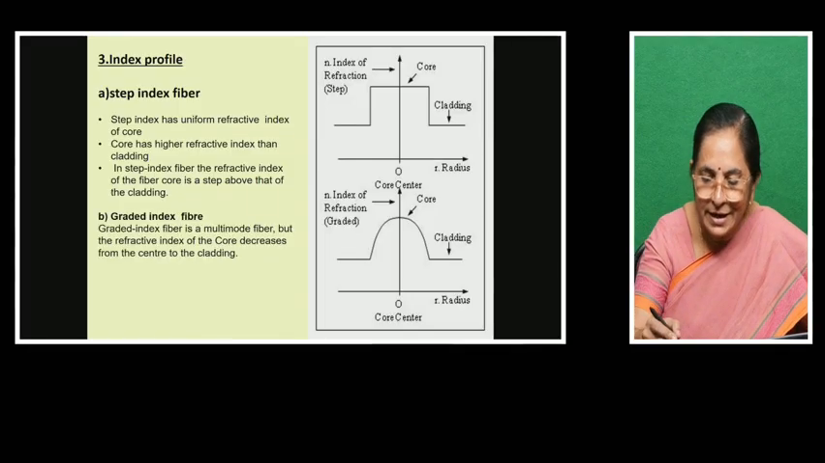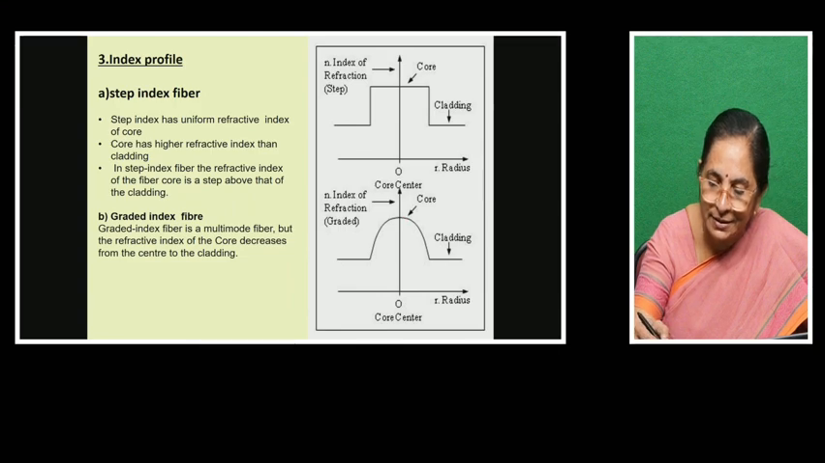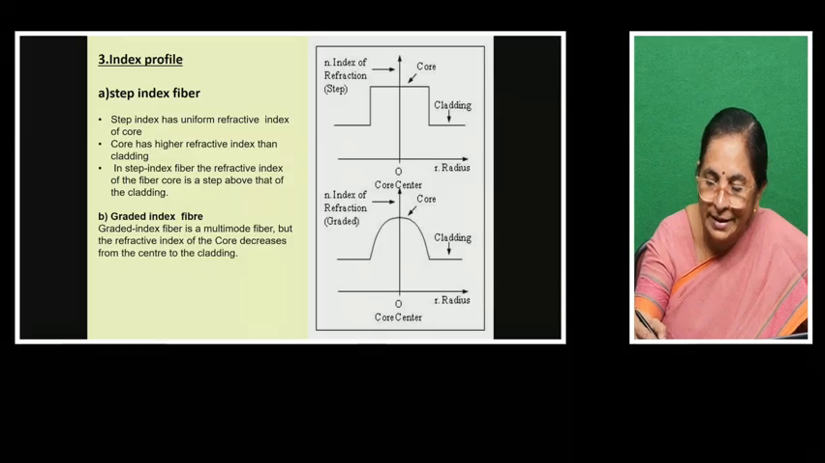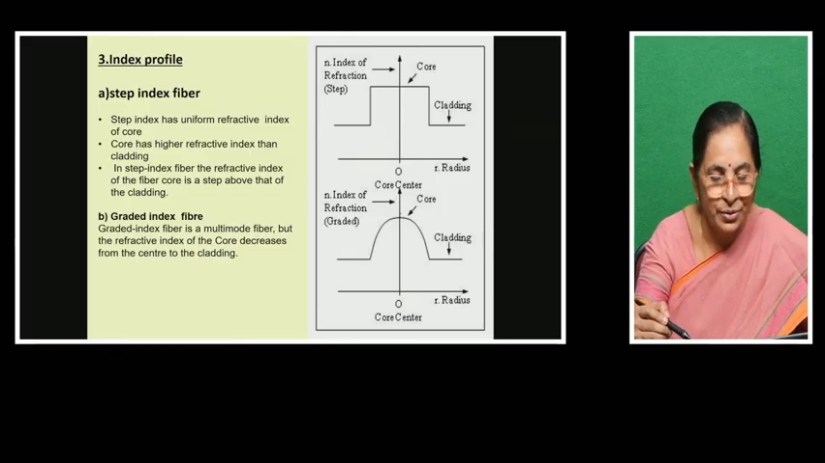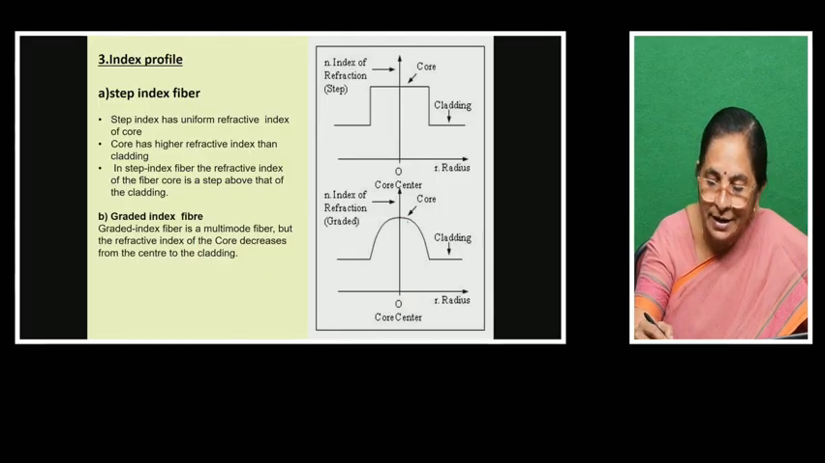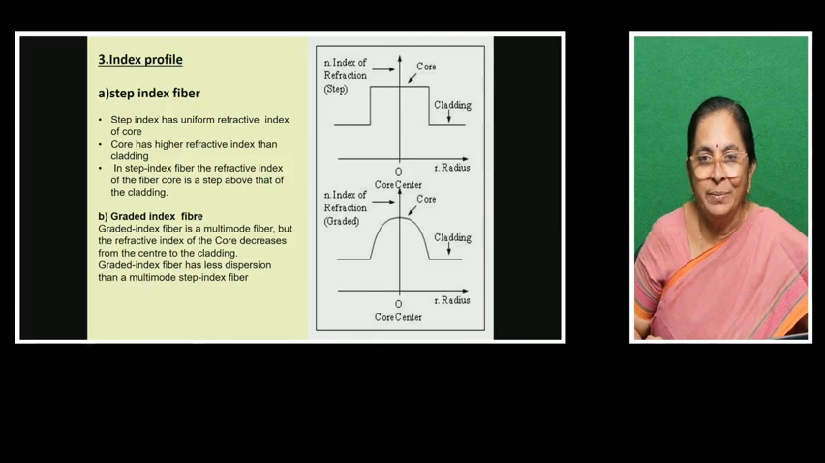Next one is graded index fiber. Here you can see the refractive index of the core will be decreasing from the center towards the cladding. This means the refractive index of the core will be gradually increasing from the cladding to the center of the core. So it is named as graded index fiber. With the graded index fiber, dispersion will be less.